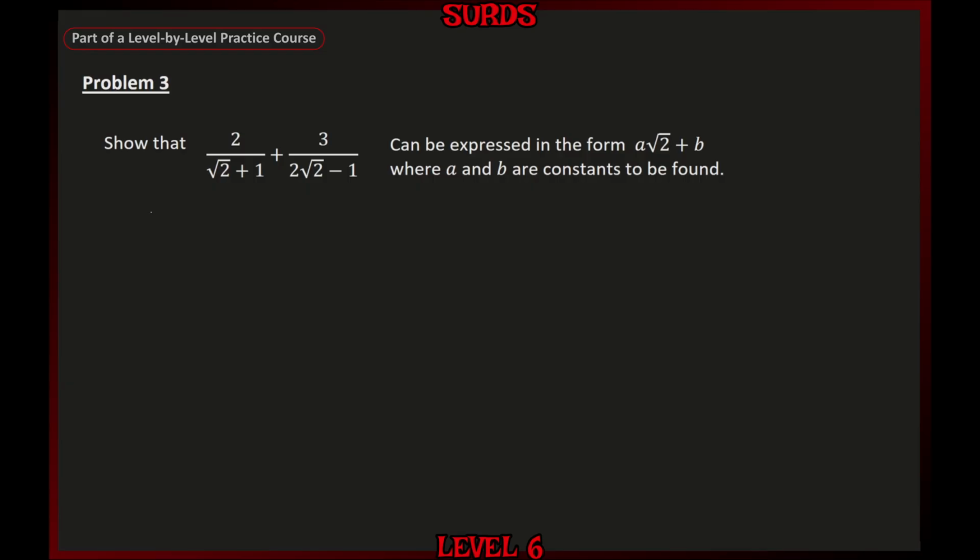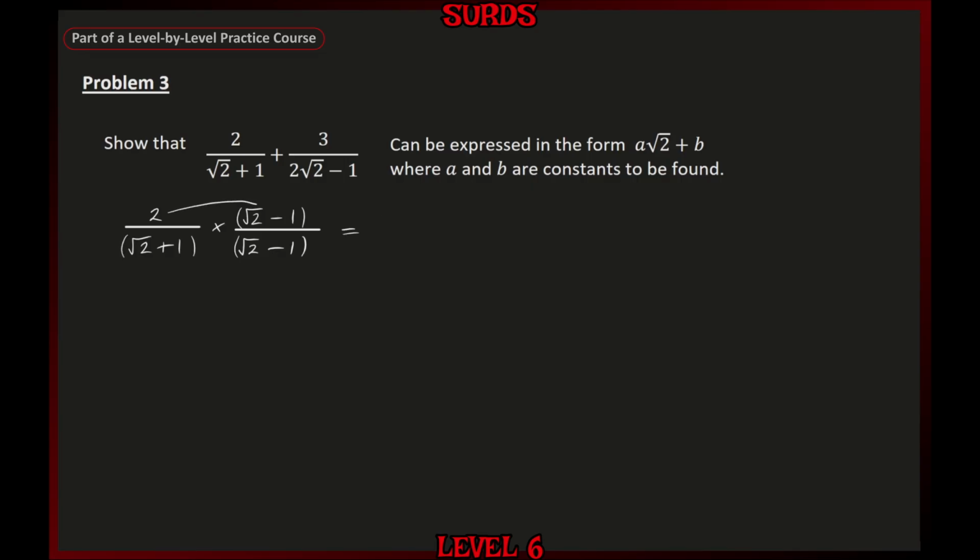So starting with the first fraction, we have 2 over root 2 plus 1. And to rationalise this, we need to multiply the top and bottom of the fraction by the conjugate of the denominator. And the conjugate is just the same denominator we had before, but with a different sign in the middle. So we have root 2 minus 1. I'm going to put brackets around these so that I can multiply accurately. So starting with the numerator, we're going to expand.